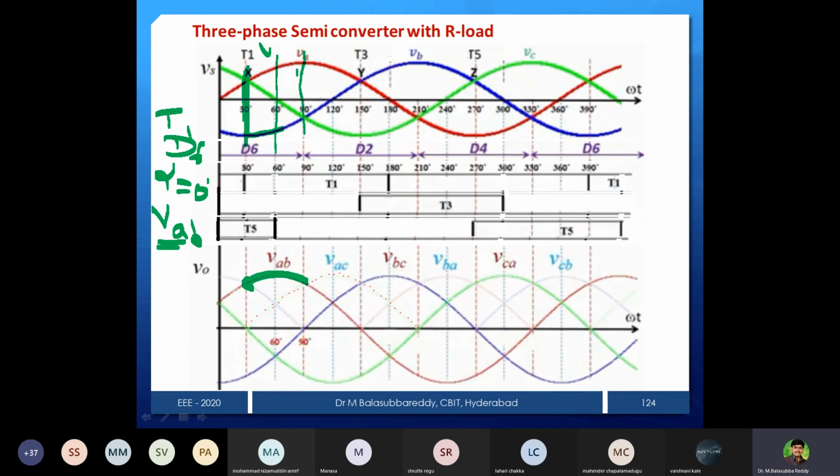And you can see here what is happening. A is still more positive, but B phase is not negative. What will happen?